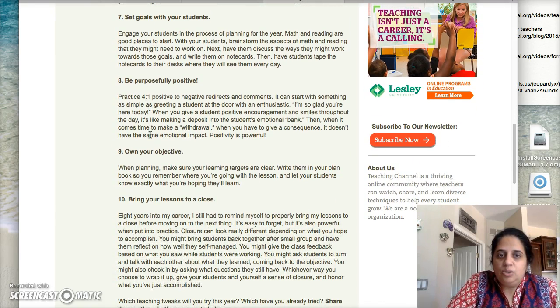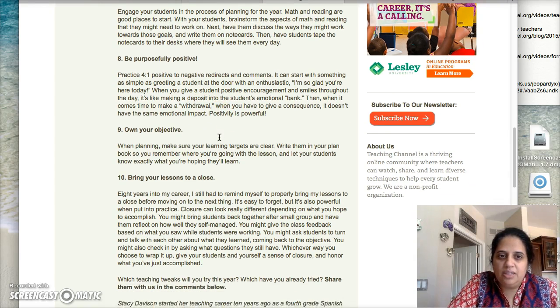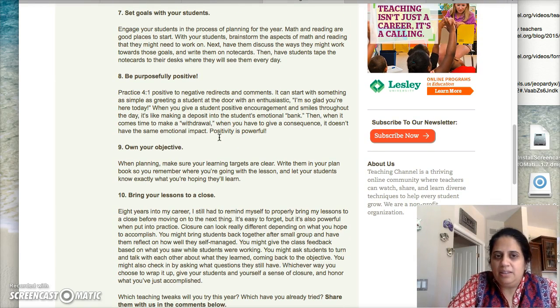Number 7, set goals with your students. It's a good idea to involve your students in the process of planning a lesson or a procedure. When the students have their input, they also take an interest in following through.